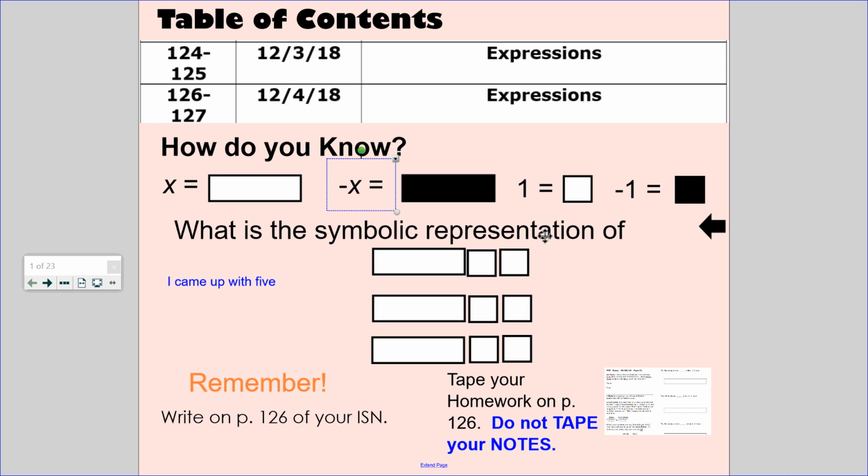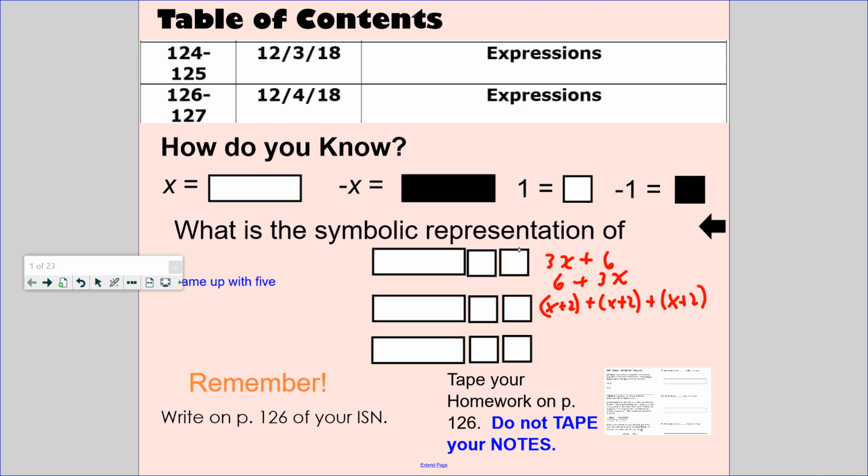What is the symbolic representation of this using the algebra model? So let's see. According to this, I came up with 5. These are x's, 3 groups of x, plus 1, 2, 3, 4, 5, 6. I could say 6 plus 3 groups of x. I could say x plus 2 plus x plus 2 plus x plus 2.